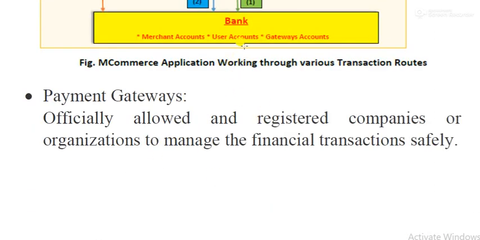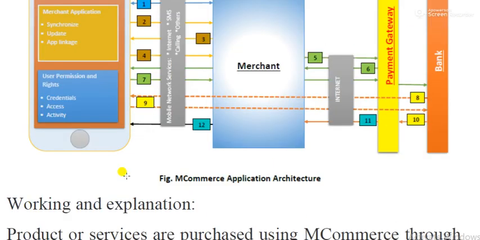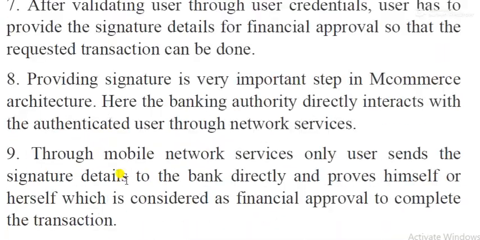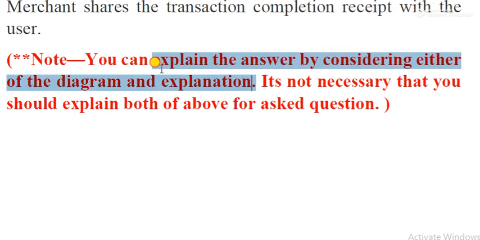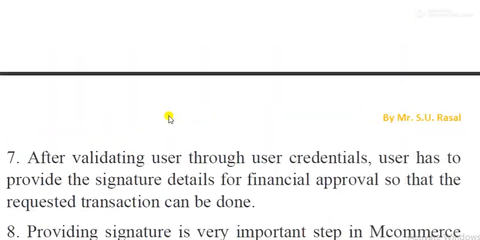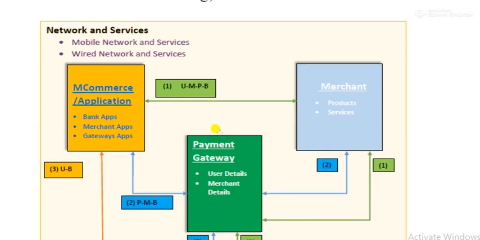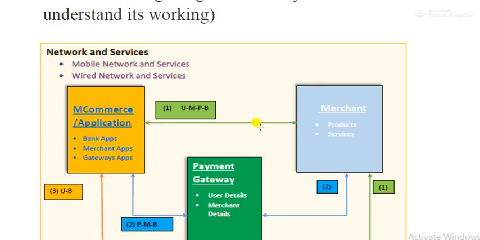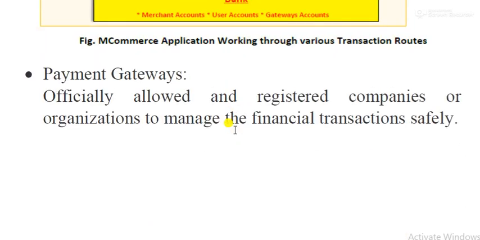Now, here remember, this note you should remember. First of all, you can explain the answer by considering either the diagram or the explanation. So what is the meaning behind this? You can explain either this architecture or that architecture. It's not hard and fast that you should explain both of them. If you know both well, you can explain both also. But you can explain either architecture including its theory.